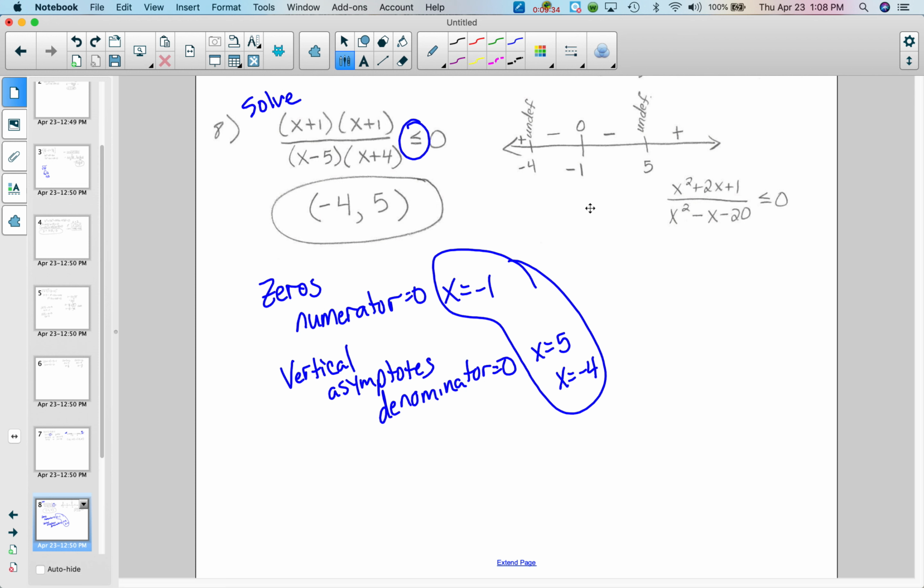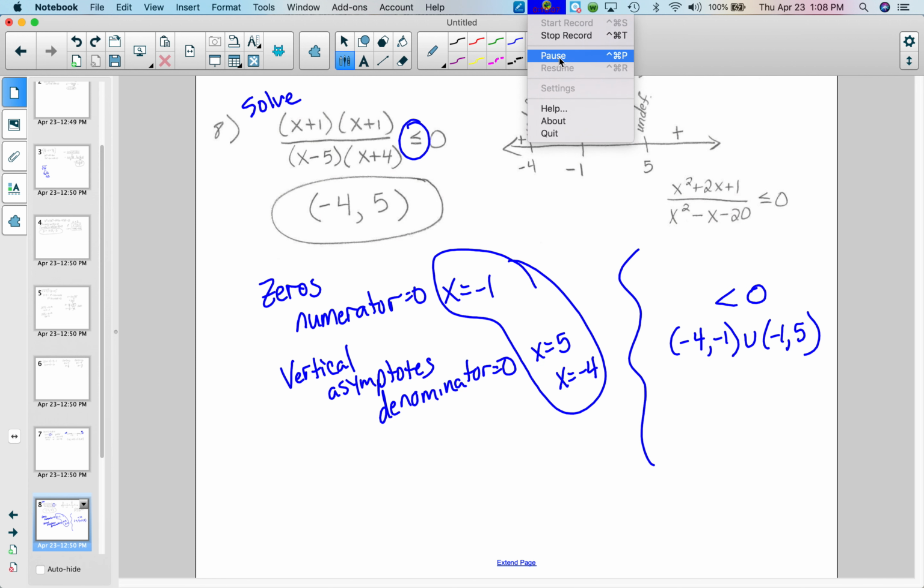Now, if this had just been less than 0 and did not have the equal to part, then I would have to say negative 4 to negative 1 union negative 1 to 5, because I would have to show that I am not including the negative 1. So that's not what this one says, but if it had said that, then I would have to exclude the negative 1. So hopefully that helps you, but you really do need to find that packet that we did with rational functions.